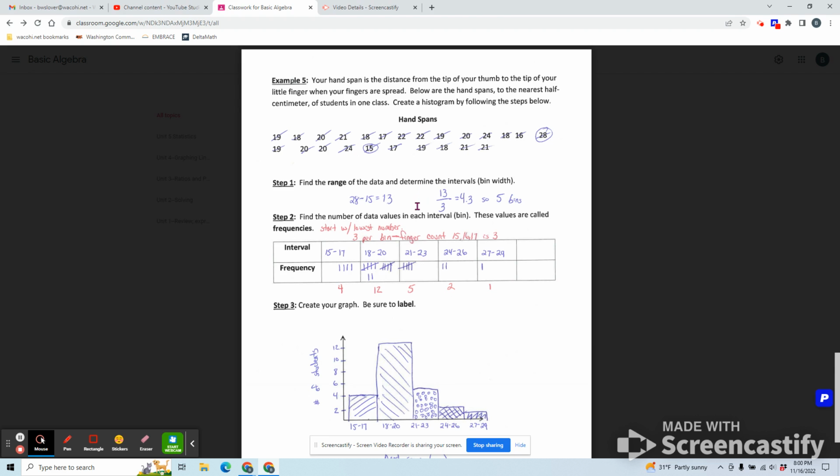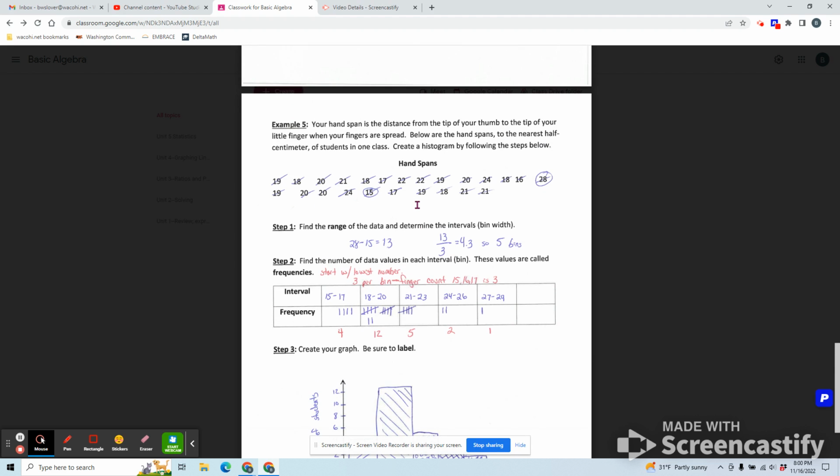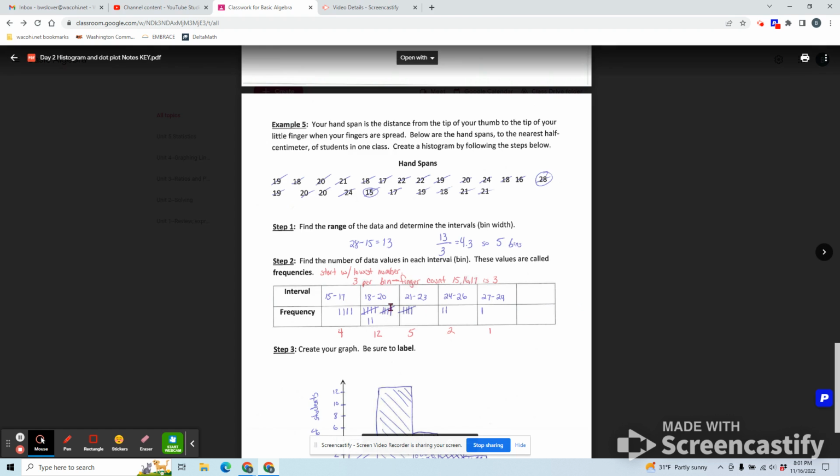So you may be wondering why I chose 3. Well, if you have too small of a number, if I divide by 1, I'm going to have too many bins. I'm going to have 13 bins. If I divide by 2, I'm going to have about 6.5, or we're going to round up, I'll have 7 bins. But if you notice down here, I don't have 7 spots in my table. So I'm choosing a number that would fit into this information.